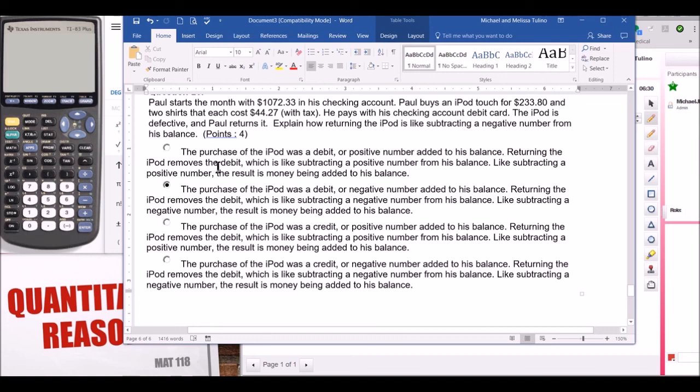Returning the iPod removes the debit. That's the same as this part, which is like subtracting a negative number from his balance. This one says it's like subtracting a positive number. Well, if you're subtracting a positive number, then you're taking even more out of the account. So this one doesn't make sense at all. This one says it's like subtracting a negative number. Well, think about that. Subtracting a negative number, a double negative, makes it positive, putting the money back in the account. So that's how we determine that the answer for this one is number 2, the second option.